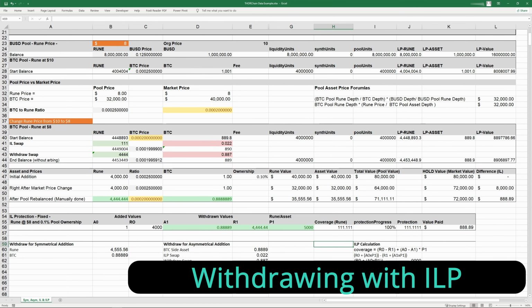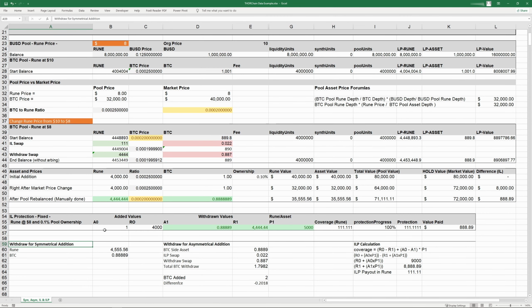So when we go ahead and withdraw, I've got two options here for withdrawing, where we've got our symmetrical. This is supposed to be withdrawal. So sorry about that. So we have our symmetrical withdrawal, and what I've done is our initial position, our withdrawal position, plus the Rune side of the house. Now I've just put that on. This is not technically correct.